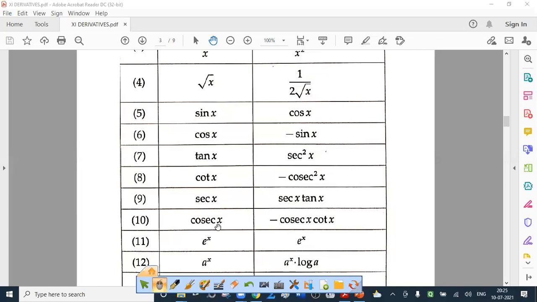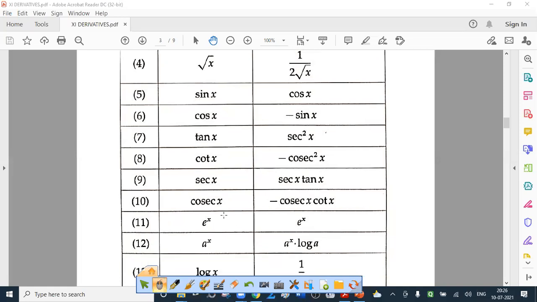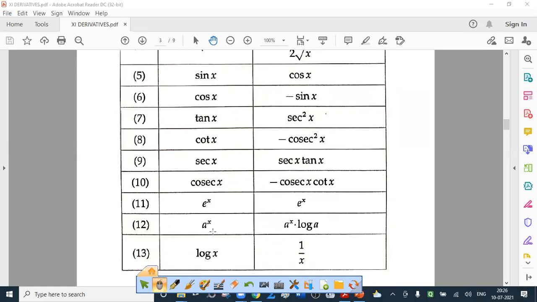Now these functions are simple. What is derivative of e raised to x? e raised to x. What will be derivative of a raised to x? a raised to x log a. In fact, from result number 12, we can obtain result number 11. How? Replace a by e. So answer is e raised to x log e. Log e is 1 because we are doing calculus. Base of logarithm is e. So it is simply e raised to x.